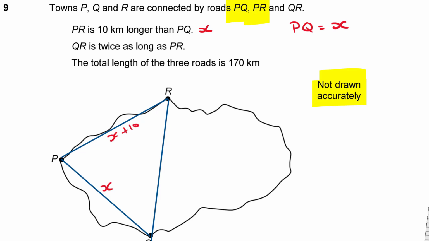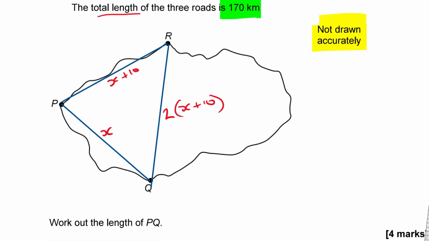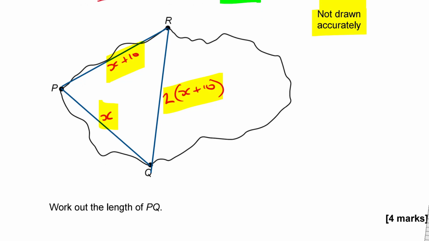And we're told that QR is twice as long as PR. So PR is x plus 10, so QR is twice that. So it's 2 lots of x plus 10. Now we're told that the total length of the three roads is 170. So we're going to take our three expressions, x, x plus 10, and 2 lots of x plus 10. We're going to add them together, and that should give me 170.